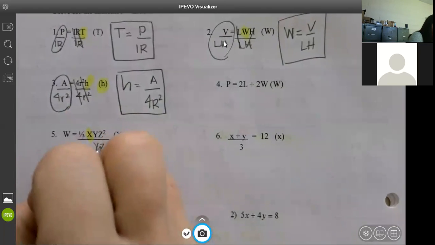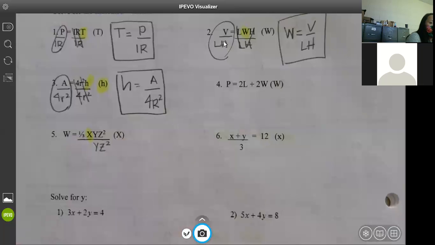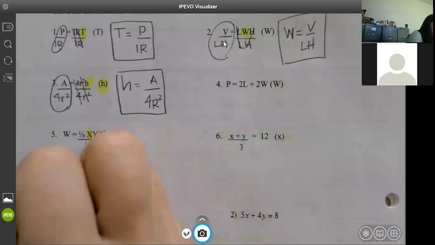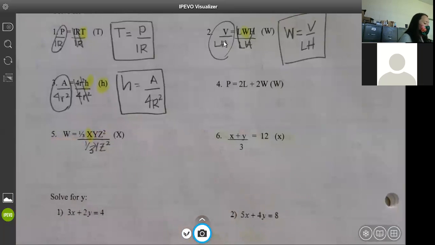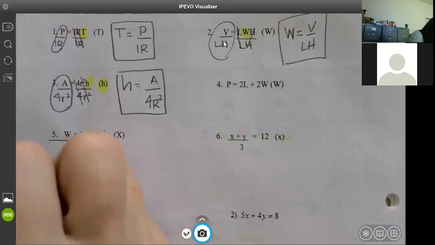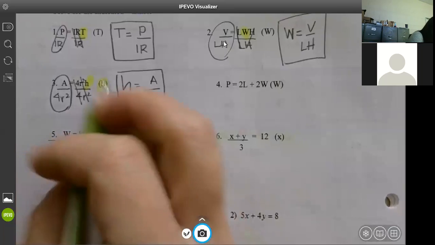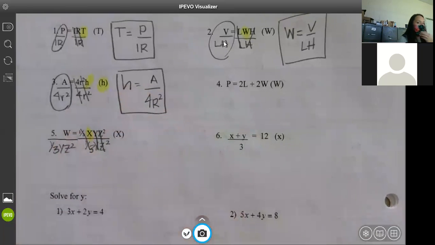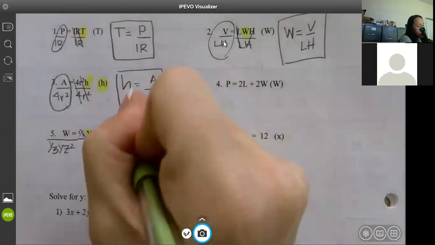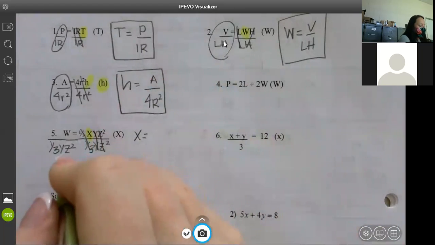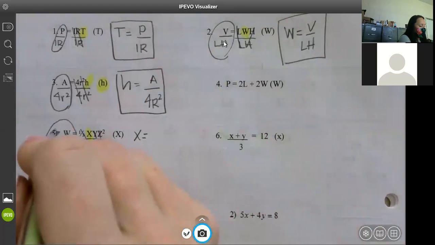Y, that z squared. What else do we not want? The 1/3. So all of that's going to go underneath. What I do to one side, I do to the other. So 1/3 y z squared. They all cancel out. So that means we got that x by itself, and then we just write down what we did. Forget that 5, that's the question.